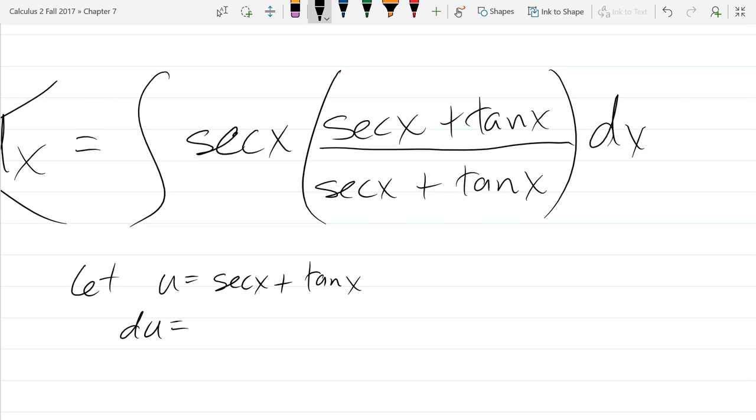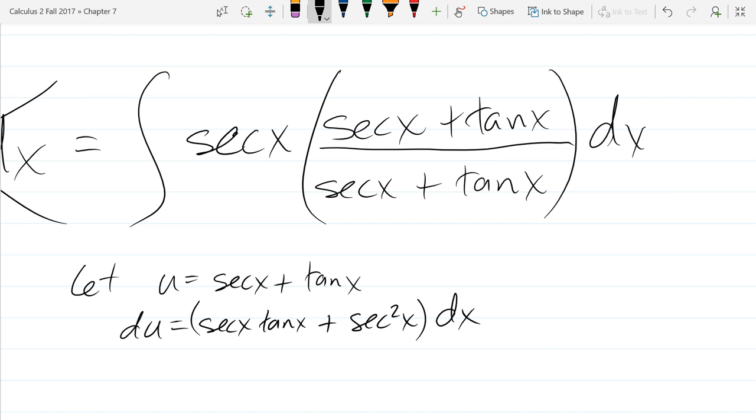So what's the derivative of secant? Secant tangent. So our derivative is sec x tan x. And what's the derivative of tangent x? Secant squared x. And it would be improper to just write the dx here because the whole thing is multiplied by dx. So you really need to write dx times that entire expression.